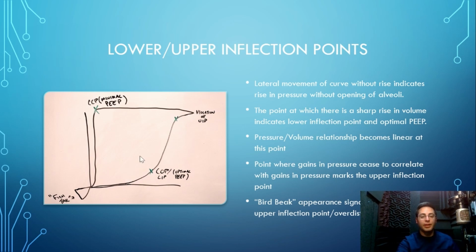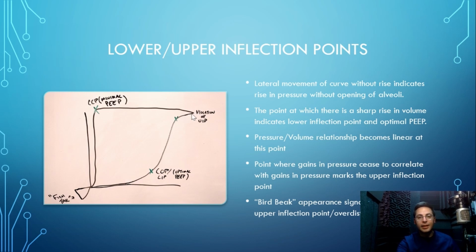The lower inflection point is an indicator of optimal PEEP, and the upper inflection point gives us a guideline of where our pressures should not be exceeding. And if we keep those in between those parameters here, we should find ourselves relatively free of the types of shear stresses that can cause cyclic atelectrauma. At this point here, we see this sort of bird beak appearance.